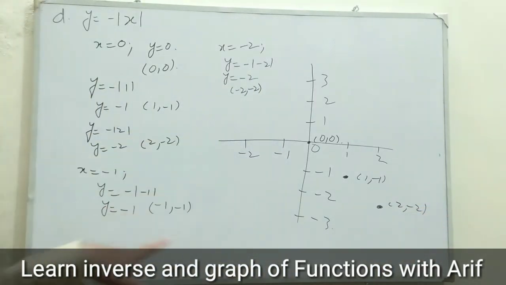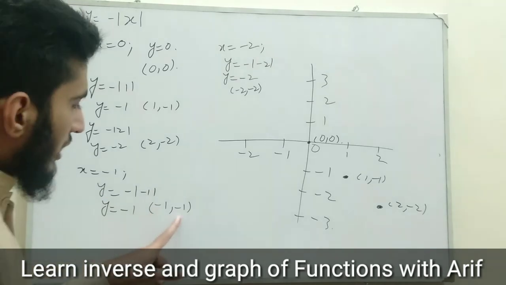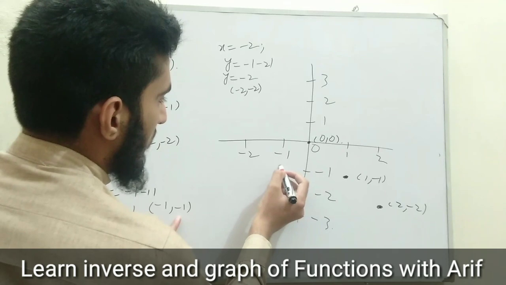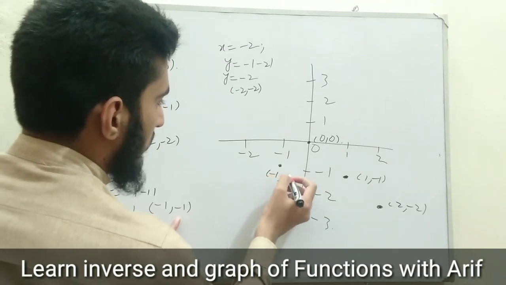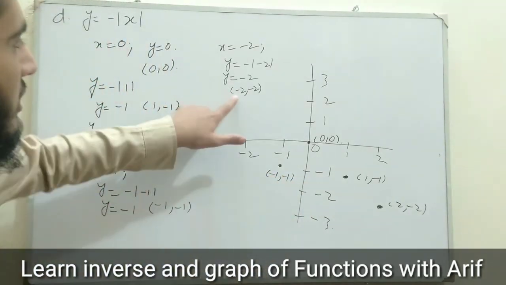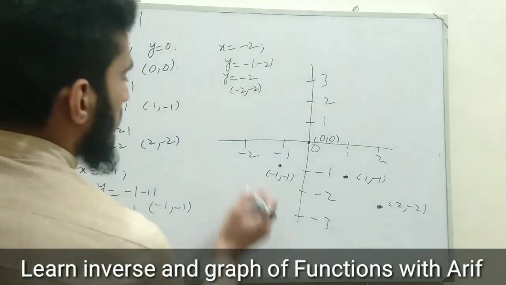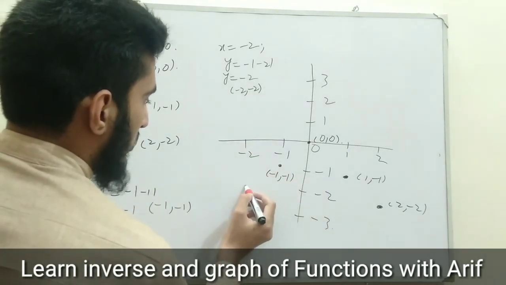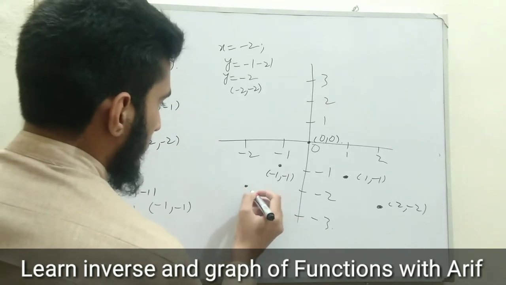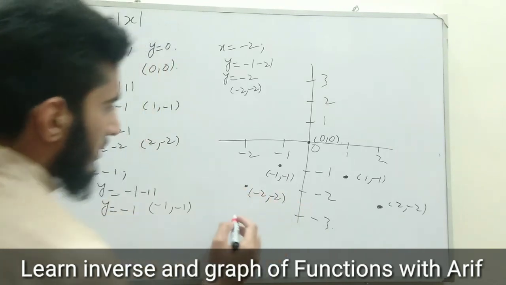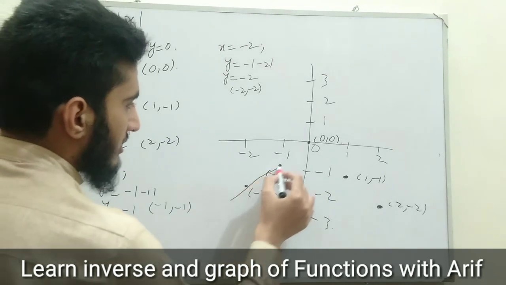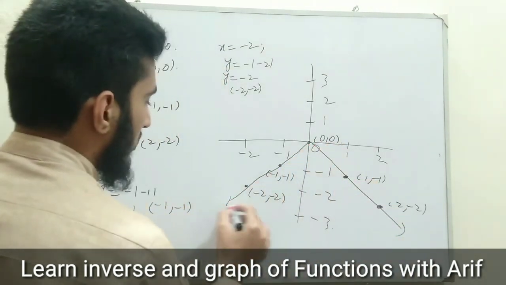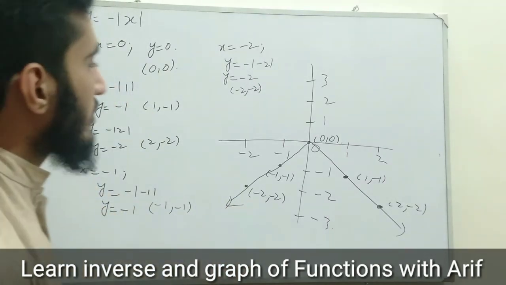After this, at x is equal to minus 1, we have y is equal to minus 1. This is x minus 1, this is y minus 1. So the point will be over here, minus 1, and y is also minus 1. At x is equal to minus 2, the y value is minus 2. So let's suppose this is x and this is y. So the point will be over here, minus 2 and minus 2. So the graph of this function will be just like this. So this is the graph for the following part D of question number 13.